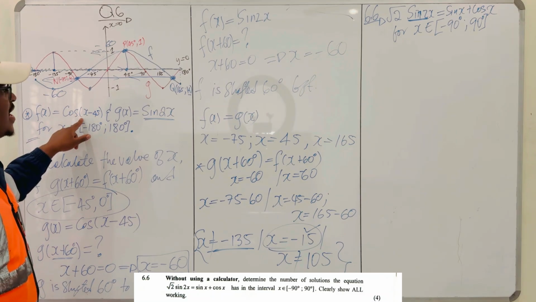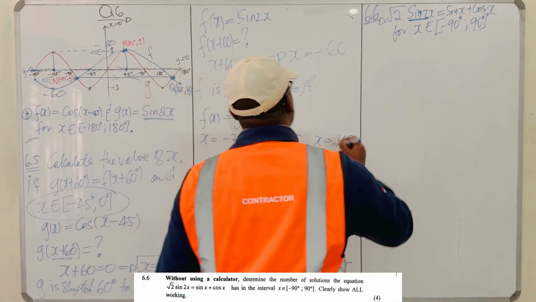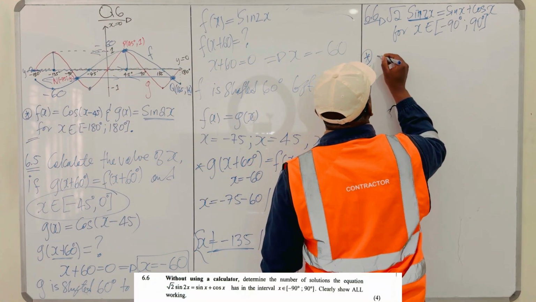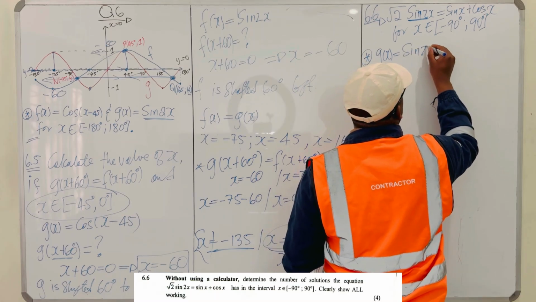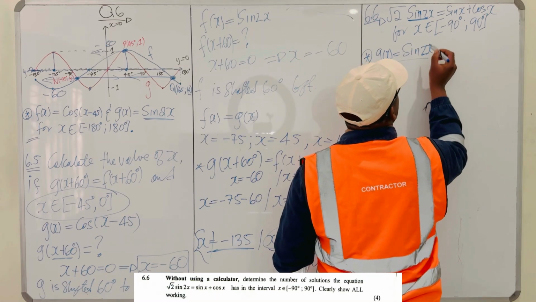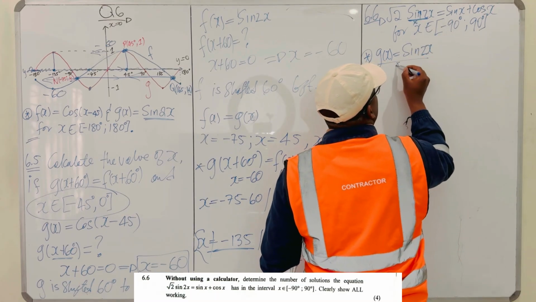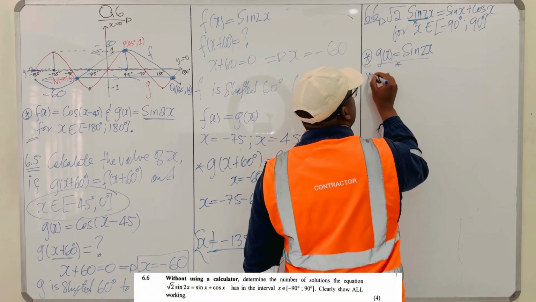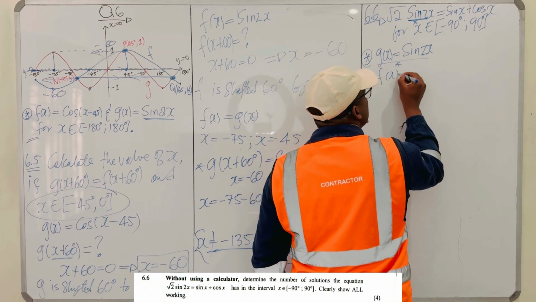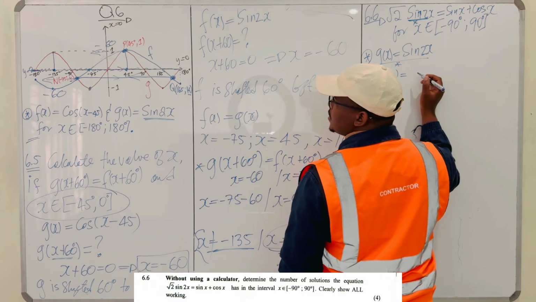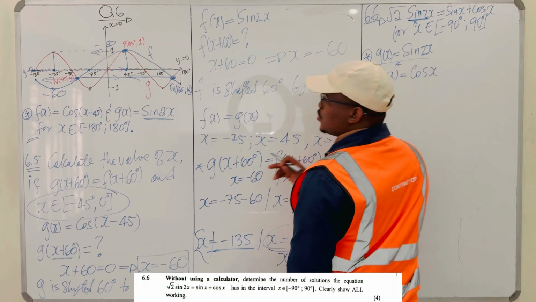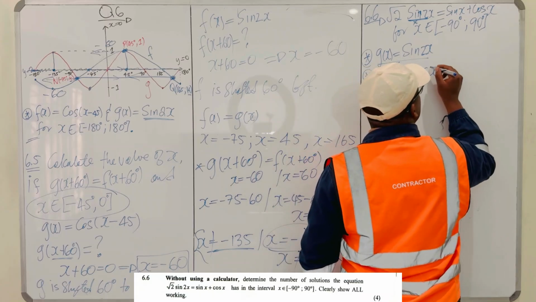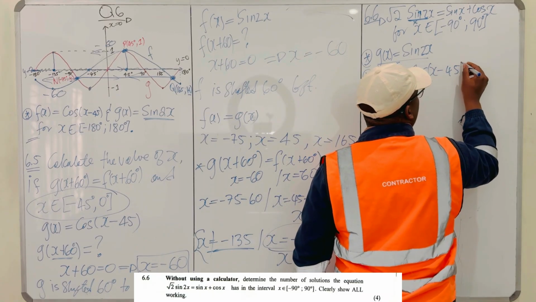This is f of x, because we're given g of x to be equal to sine 2x, right? And this g of x is equal to this guy here. So these two are similar. And you're given your f of x to be what? To be cos x, and you found that your a was minus 45.